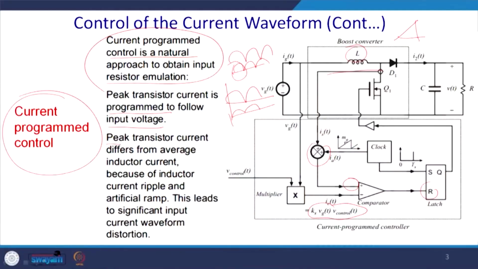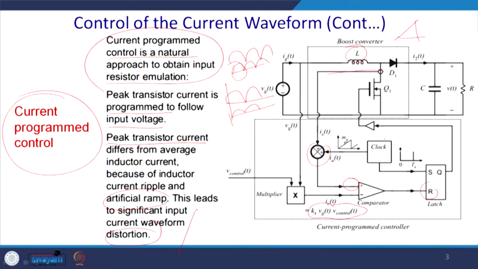So, peak transistor current differs from the average inductor current because of the inductor current ripple and the artificial ramp. This is the artificial ramp you will generate from the clock by means of integration. This leads to significant input current waveform distortion.